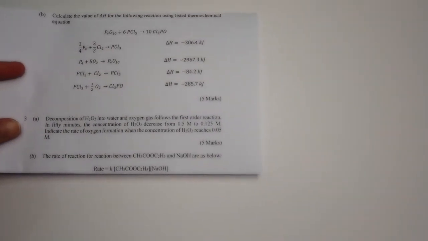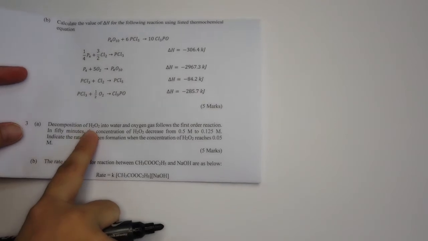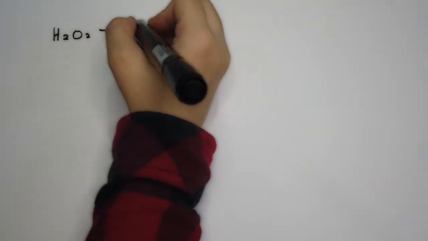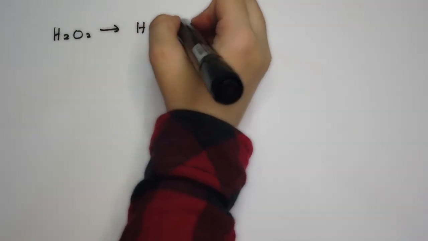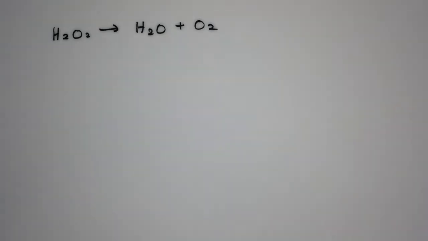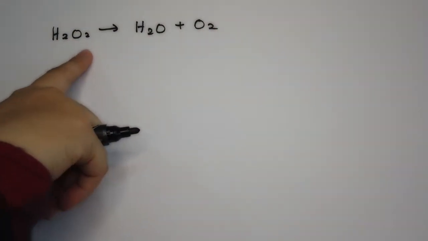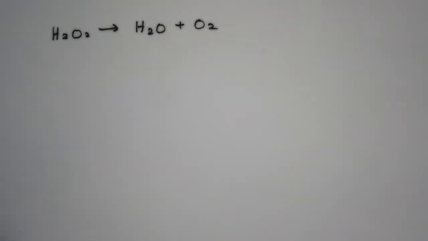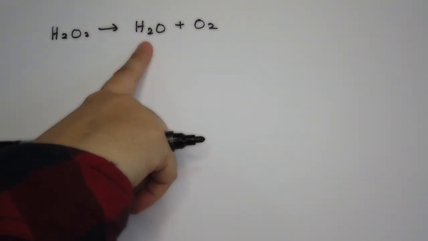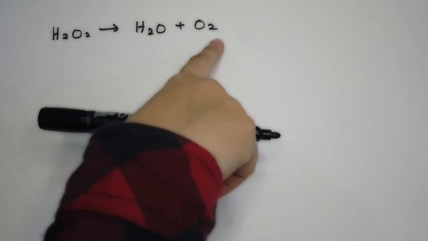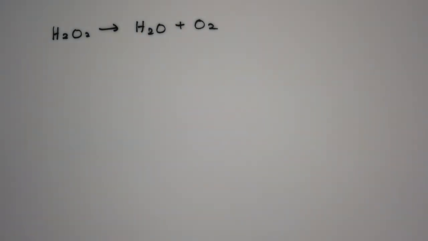Okay, referring to the question, the decomposition of H2O2 will produce water and oxygen. So you need to write this equation first. Decomposition of H2O2 will produce water and oxygen gas. Can you balance this out? We only have 2 oxygen and 2 hydrogen. We already have 2 hydrogen here. So this one, 2 plus 1 equals 3. So how are you going to make it into 2?